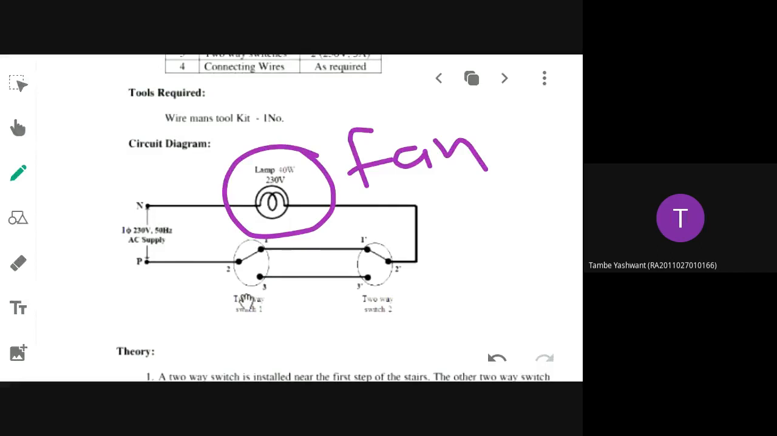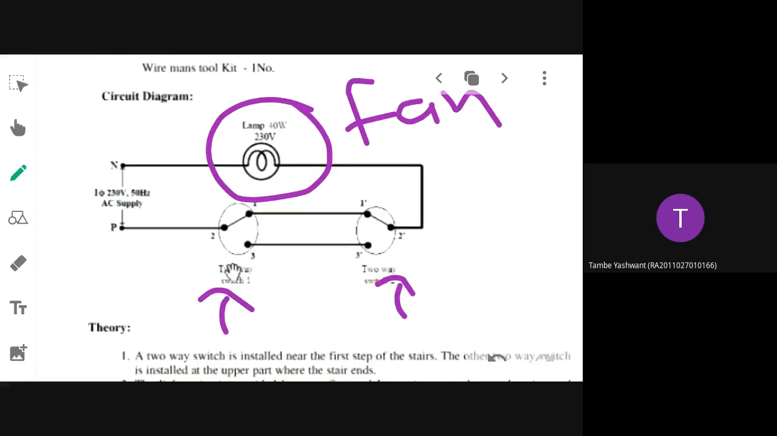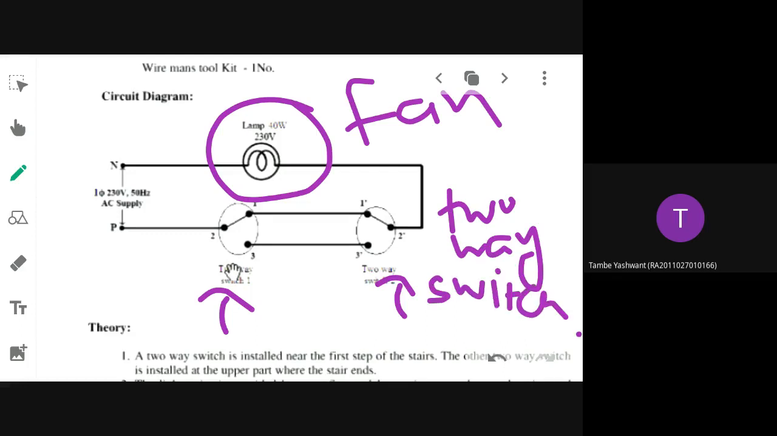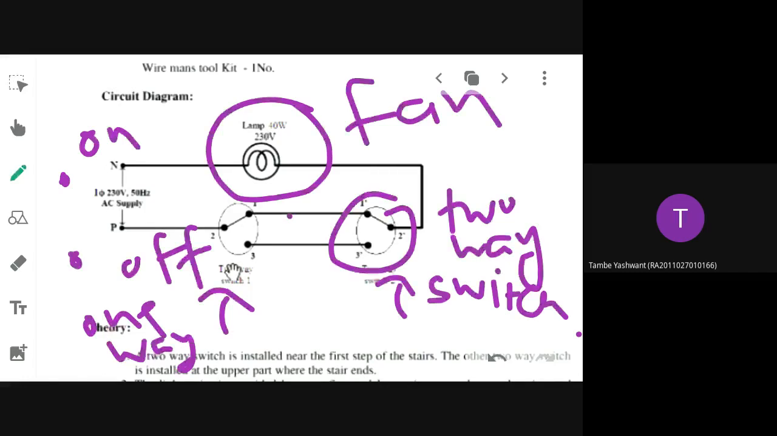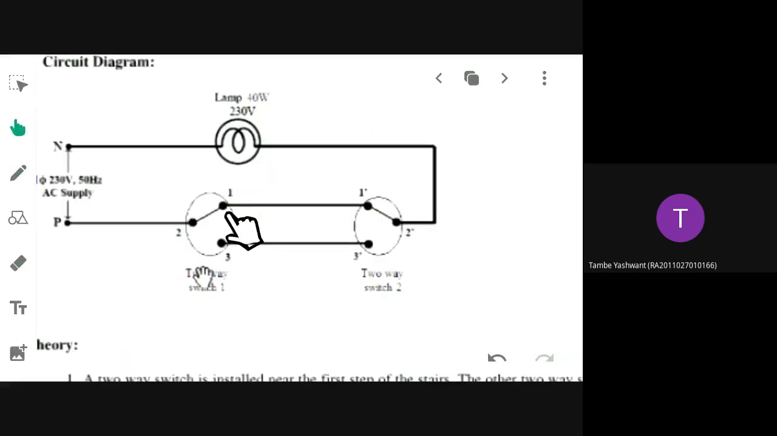But in order to activate it, how many switches are you using? Two. These two switches are called two-way switches, not one-way switches. A one-way switch means only two terminals will be there, and you will be switching on or off. But a two-way switch means how many terminals are there? Three. Okay, so this is one terminal, second terminal, third terminal. This is one terminal, second terminal, third terminal. So this is called what switch?